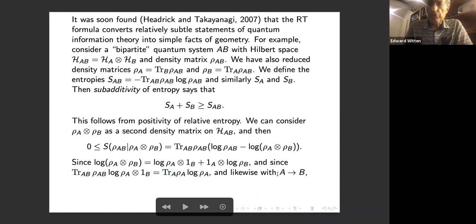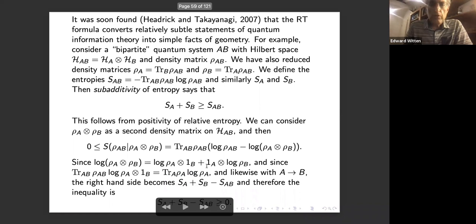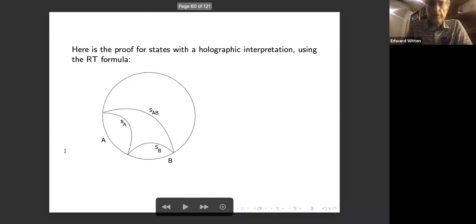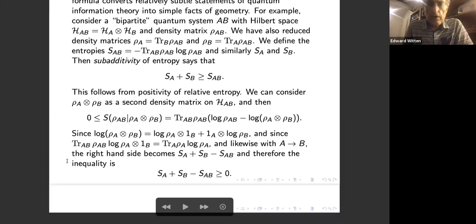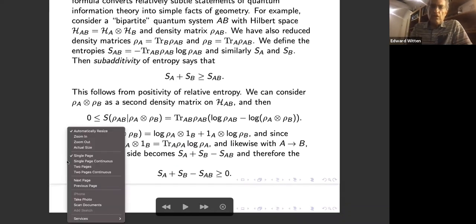Of course, the same is true with A replaced by B. If you do that in this formula, then the right-hand side becomes S_A plus S_B minus S_AB, and therefore the inequality of positivity of relative entropy is that S_A plus S_B minus S_AB is non-negative, which is called subadditivity.